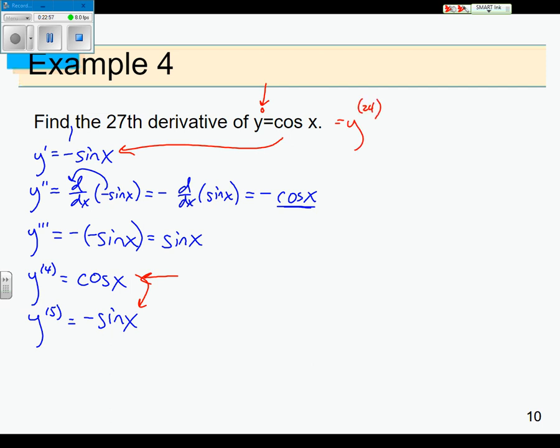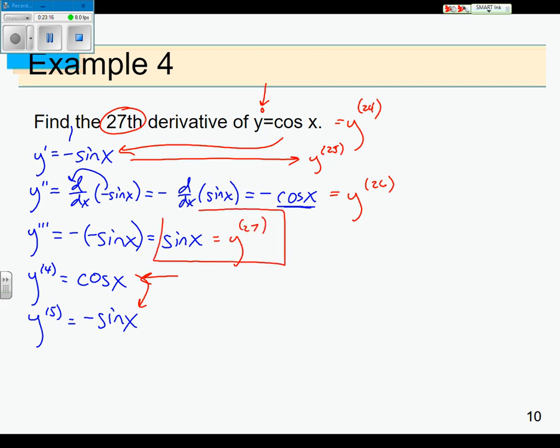So if I'm wanting the 27th, I can just count my way down. This negative sine right here is going to be the 25th derivative. This negative cosine will be the 26th derivative. And finally, this sine of x right here is my 27th derivative of cosine. It is my final answer. And so I did not have to work it all the way to 27. I just had to find the pattern they were using.